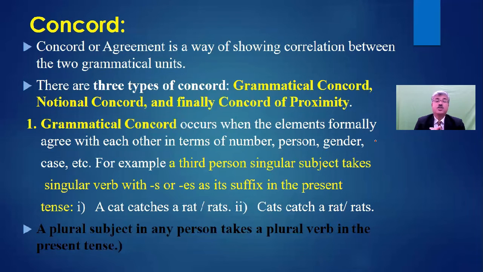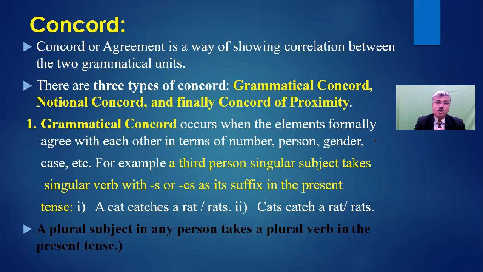Dear learners, there are three types of Concord: grammatical Concord, notional Concord, and the Concord of proximity. Number one, we will see one by one. The first concord is grammatical concord.